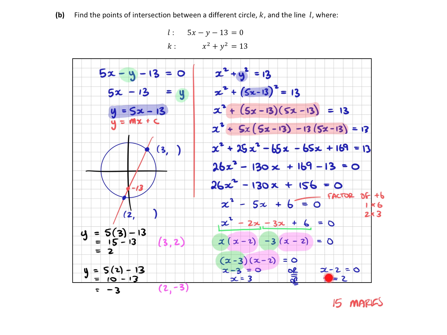My second coordinate, I knew the x value was going to be equal to 2, so I took the equation of the linear equation, I wrote it out, and instead of x, I put in 2. So 5 times 2 gave me 10. 10 take away 13 left me with negative 3. So my second coordinate was going to be 2, negative 3. So that was the end of that question. That question was worth 15 marks, and that's the end of question 2.